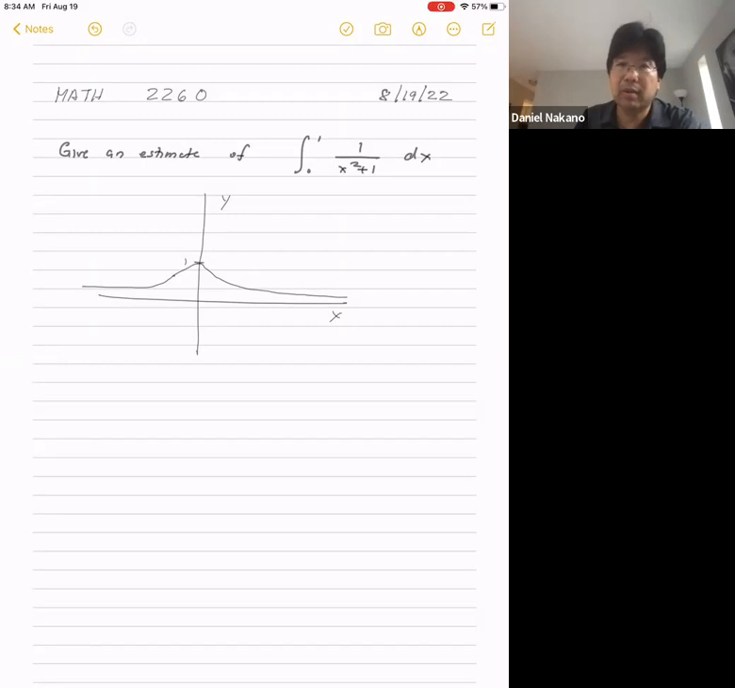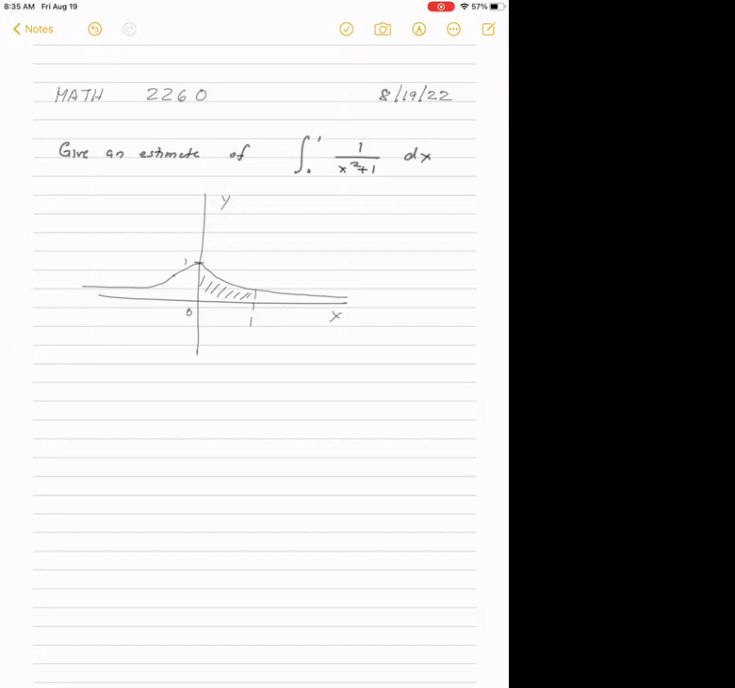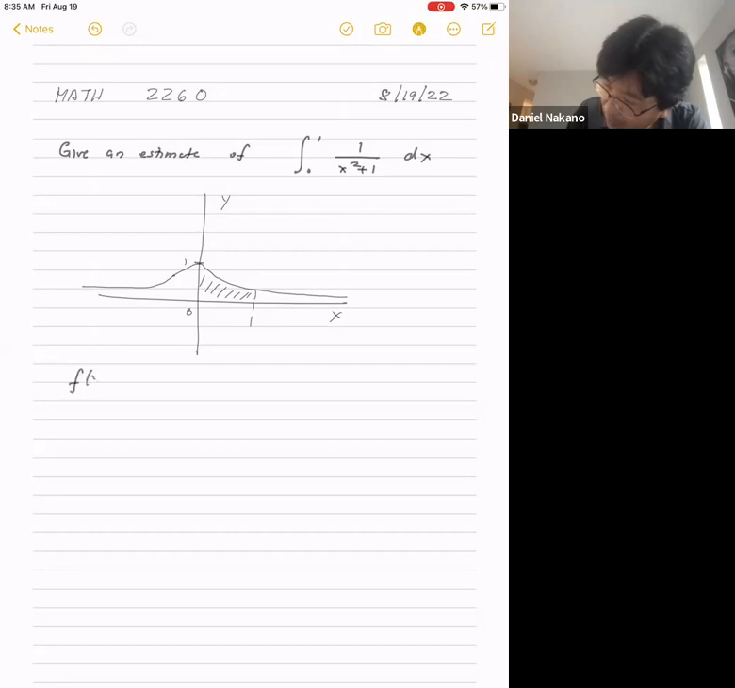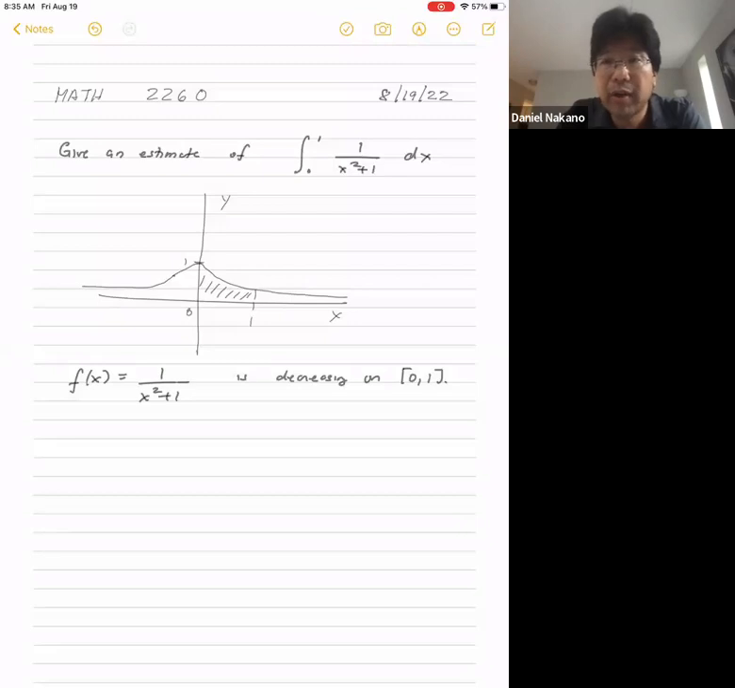All right, now let's figure out where we're at. So we're at 0 and we're at 1, let's say. The definite integral will represent the area underneath this curve. So let's find an upper and lower bound for how big this area could be. One way to do this is to look at this function and see that f of x equals 1 over x squared plus 1 is a decreasing function on the interval from 0 to 1. So the lowest point of the function occurs at this endpoint over here.